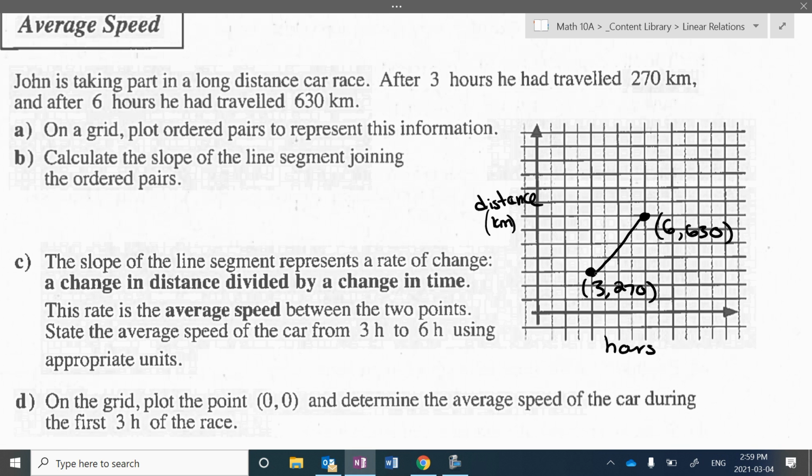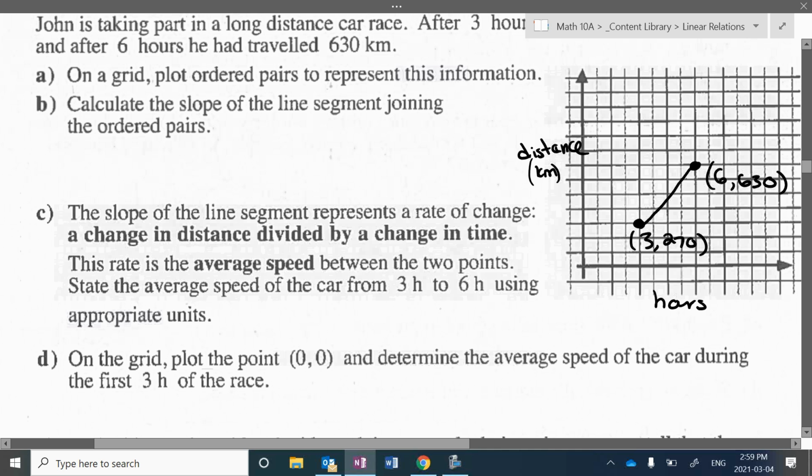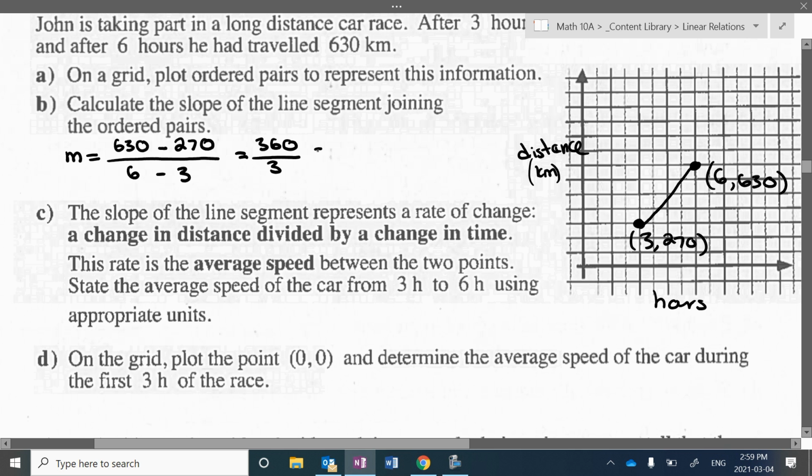So B is calculate that slope. Make sure Y is your numerator. So I have 630 minus 270 over 6 minus 3, which gives us 360 over 3. 36 divided by 3 is just 12, so then I can toss on a 0. So he's going only 120 kilometers per hour.